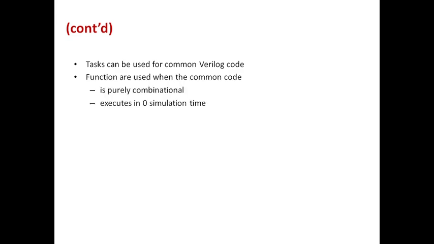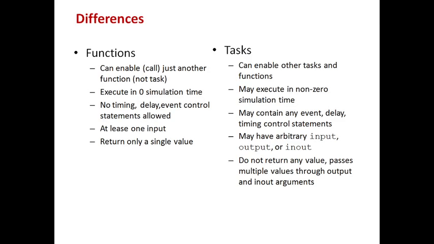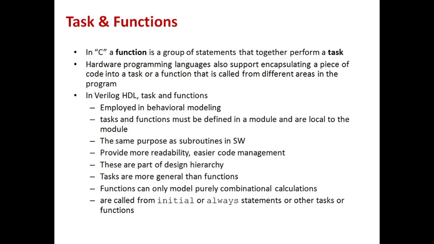So like you can see here, tasks and functions are mainly used in our behavioral abstraction, and functions are always used for combinational realization, which always executes in zero simulation time and always provides a return value. So this is a brief description about the task and functions.